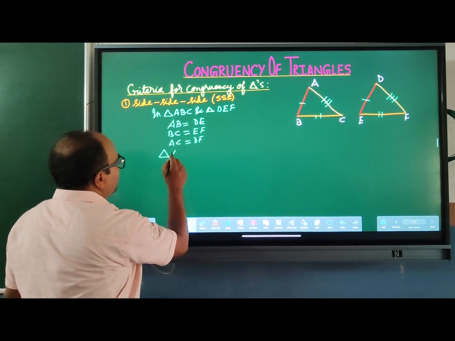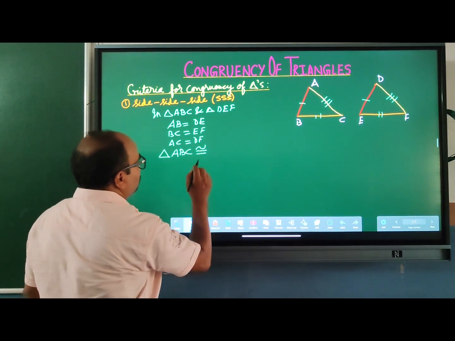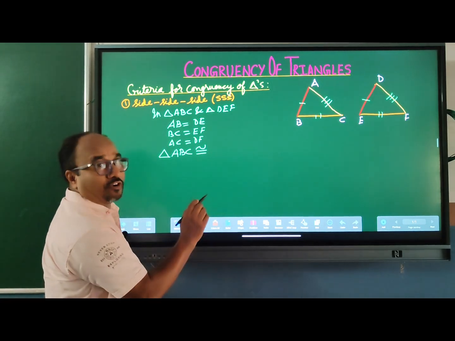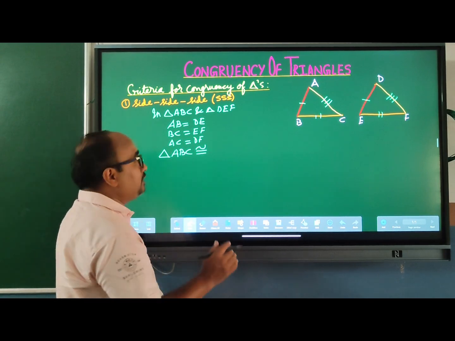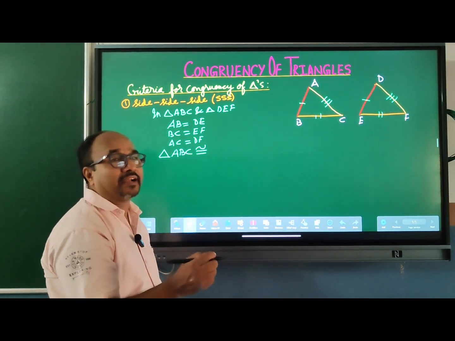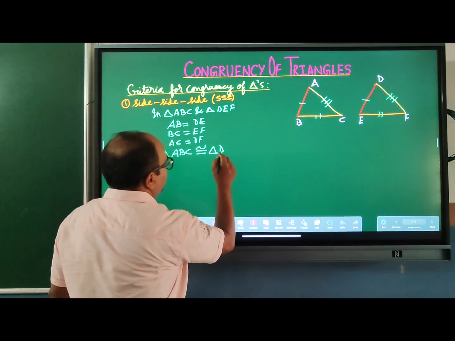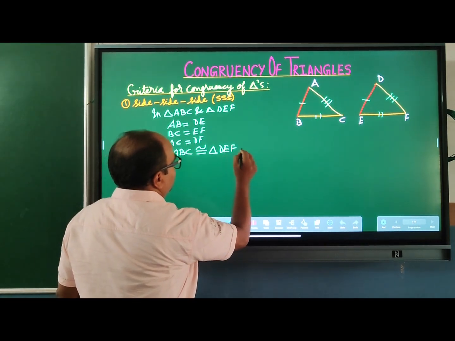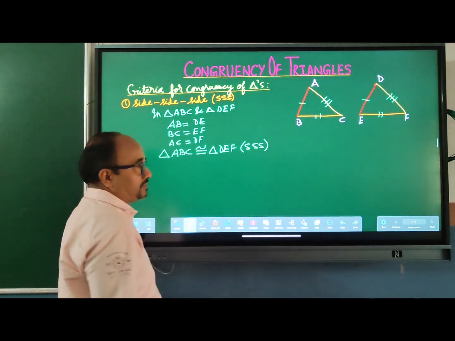Now we write triangle ABC congruent to triangle DEF. This is the symbol of congruency. The equal to sign means that the sizes are equal, and this sign is of similarity, same in shape. So these two triangles are congruent by the rule SSS.